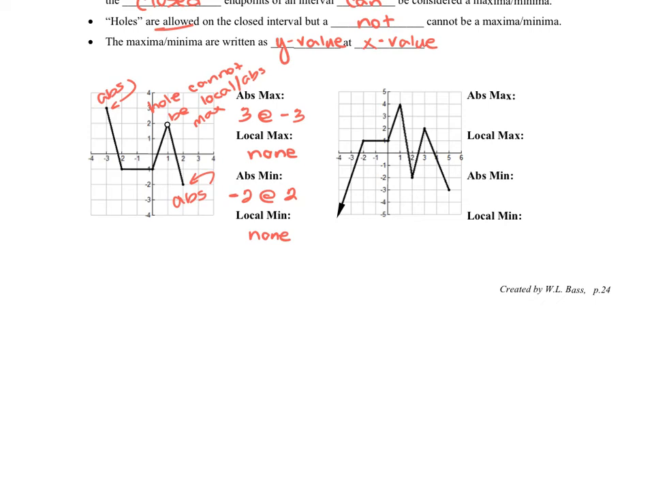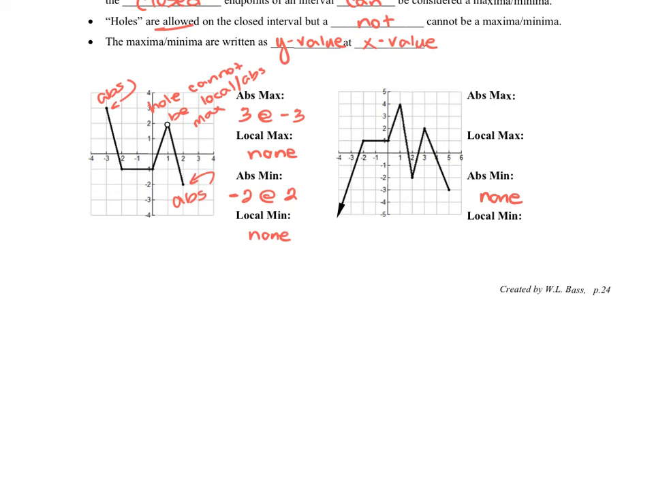Let's look at our next graph. The first thing that I want you to notice is that when we look at this graph, we have an arrow here that's pointing down. That means that this graph is going to continue to go down forever, which means it will never reach an absolute lowest point. There will not be an absolute minimum. So we could actually answer that question right away and say none.